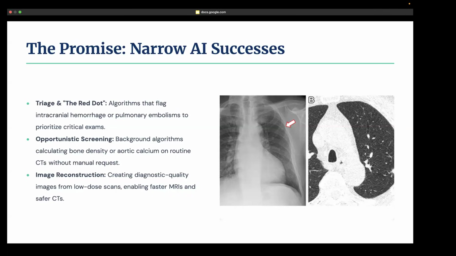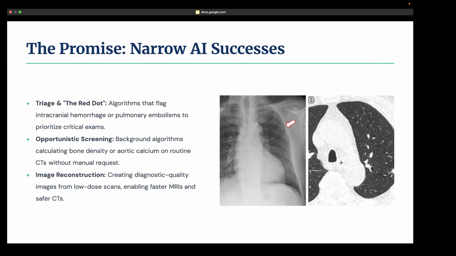Then there are other background algorithms nowadays that can calculate bone density and aortic calcium on routine CTs. So this is essentially looking at the vessels, for example, and if there's calcium in it, you take a basic mathematic algorithm, take the length of the vessel and the length of the calcification, and give a score. So this AI can easily do that. No radiologist should be sitting there measuring the calcification and doing that math by hand.